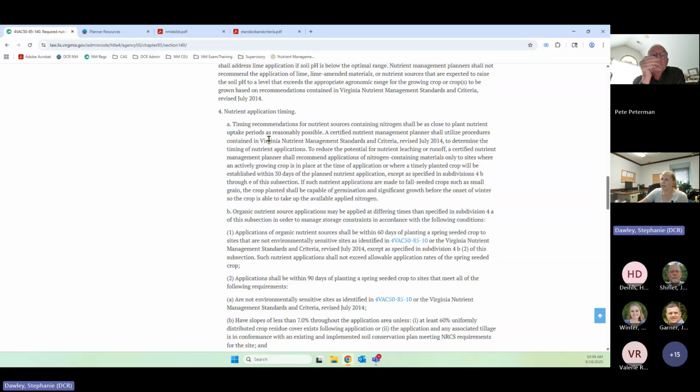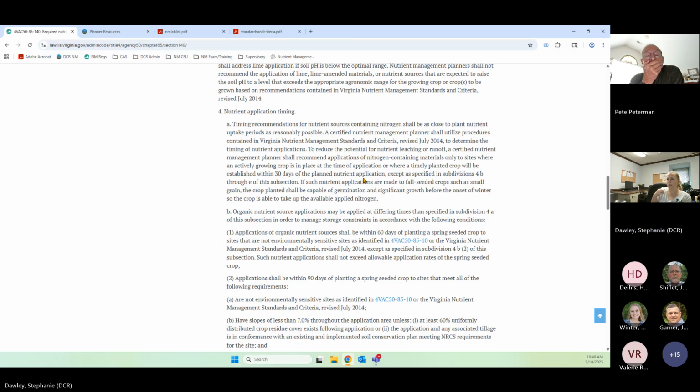So we're going to time recommendations for nutrient sources containing nitrogen, be it commercial, be it organic, to be as close to the plant nutrient uptake as reasonably possible. Strict, but with wiggle room. Basically, we don't want to have nitrogen leaching or running off or even volatilizing, going into the atmosphere and not being available for when our crops need it.